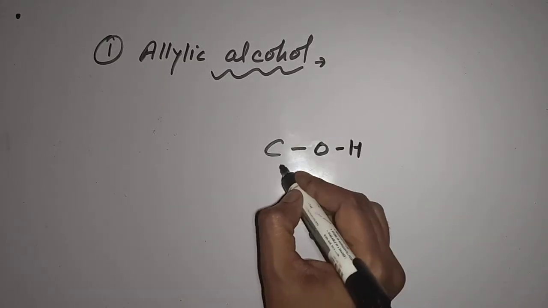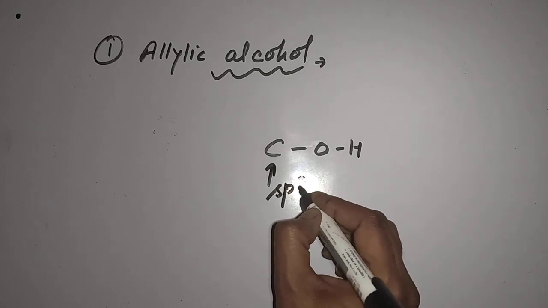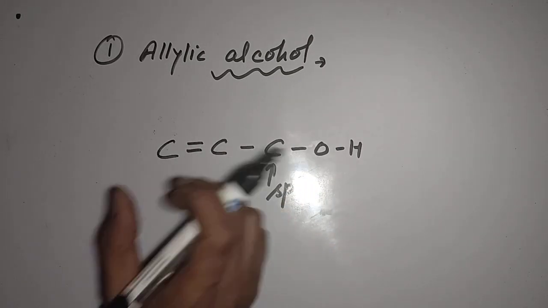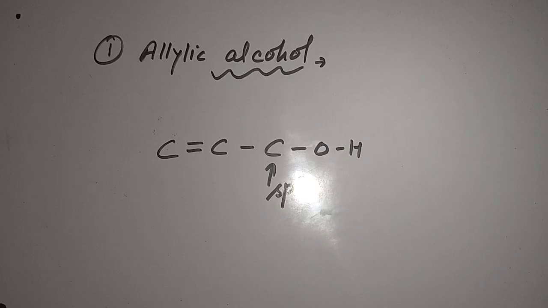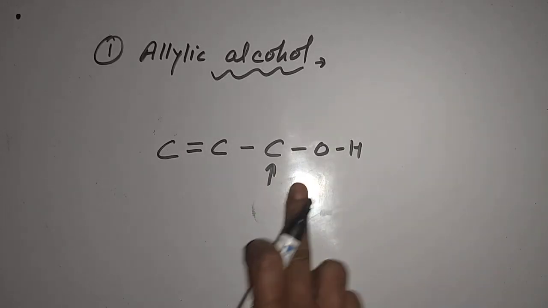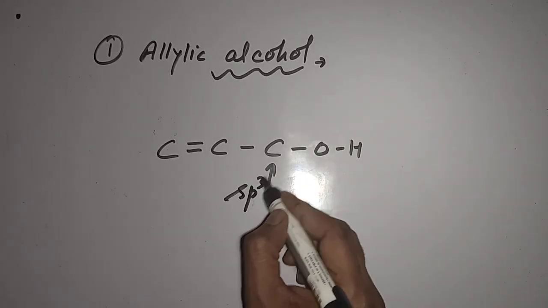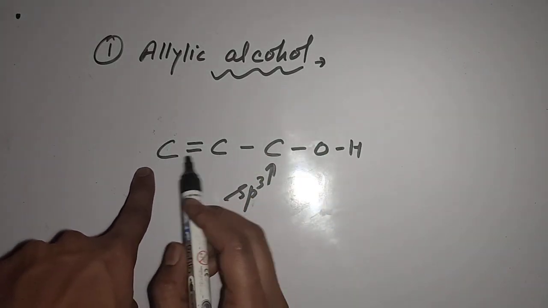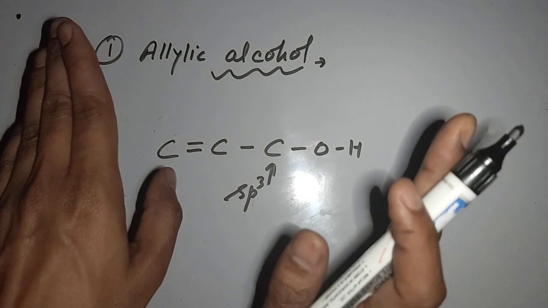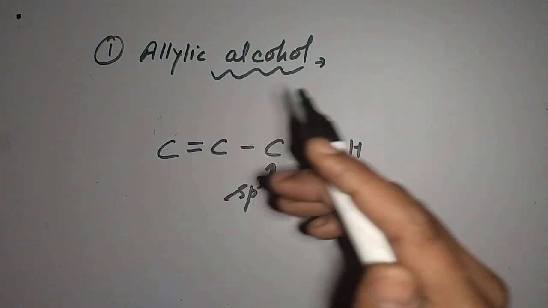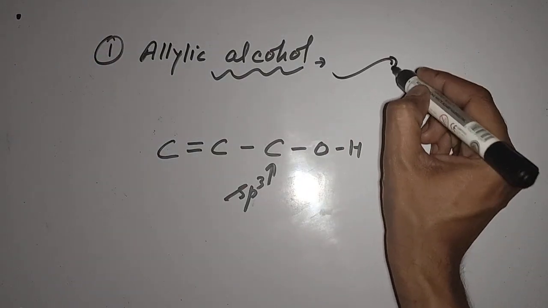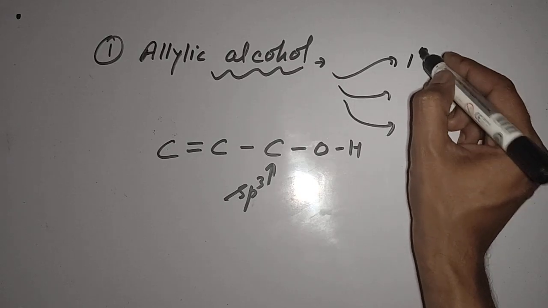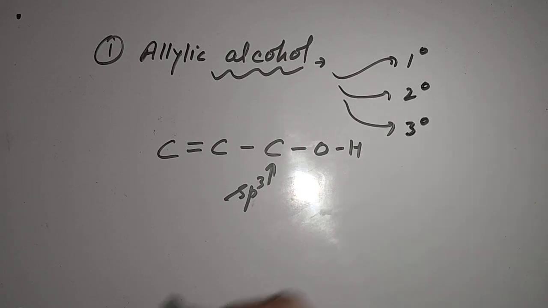The OH is connected to a carbon that should be sp3, which is further directly connected with doubly bonded carbons, the alkene carbons. The hybridization of the carbon to which OH is connected is sp3, and it is directly connected with doubly bonded carbons. This condition is that of an allylic alcohol. Now allylic alcohol is also of 3 types: 1 degree, 2 degree, 3 degree.